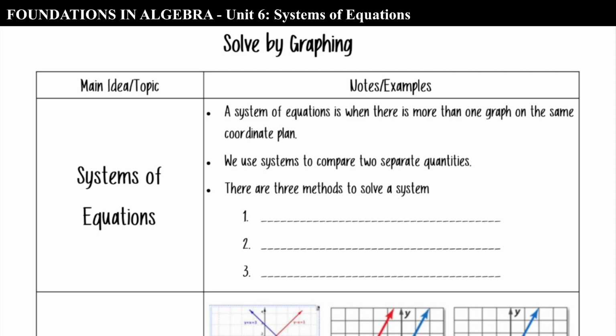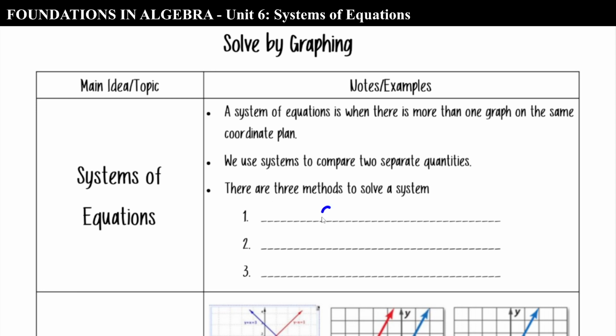So let's start off by talking about systems of equations and what they are. A system of equations is when there is more than one graph on the same coordinate plane. So instead of having one line plotted, you're going to have two lines. We use systems to compare two separate quantities. There are three methods that we use to solve a system.